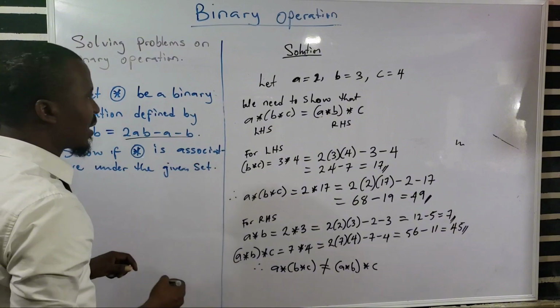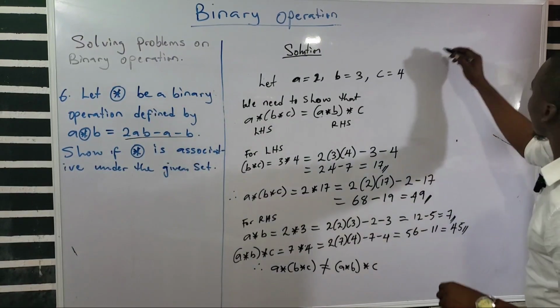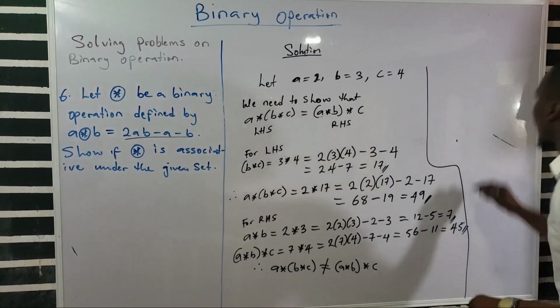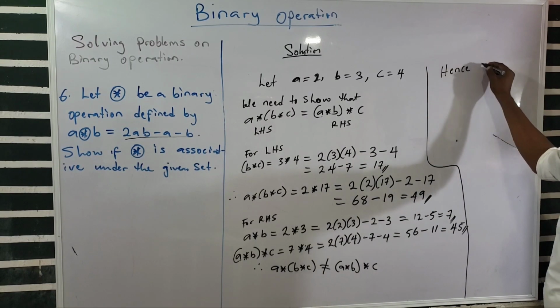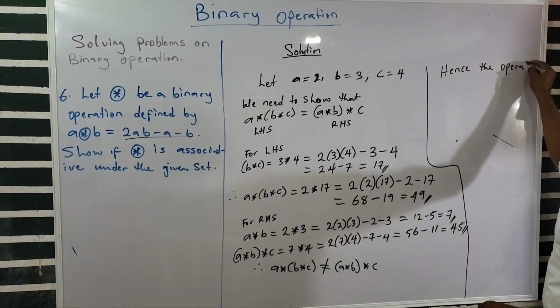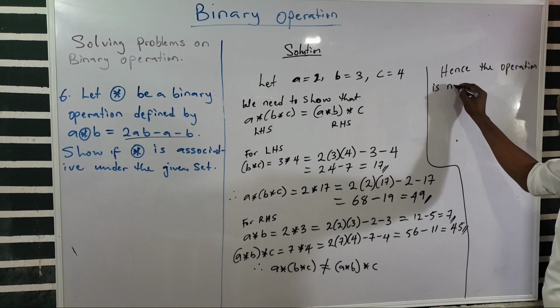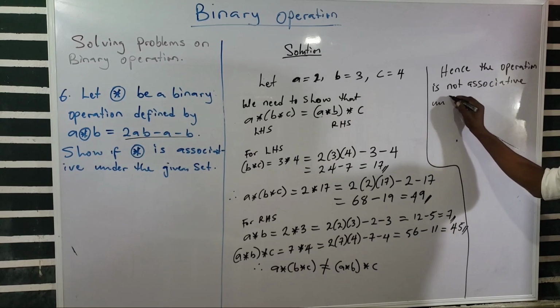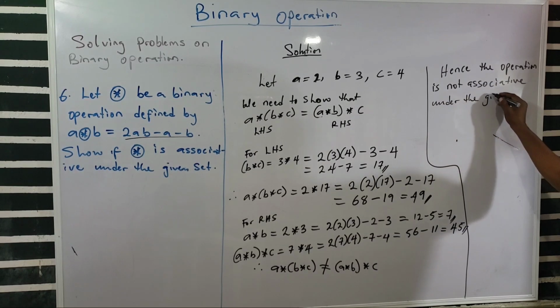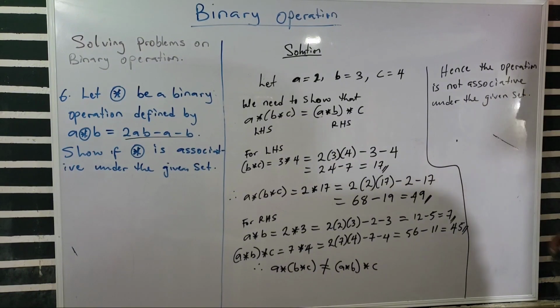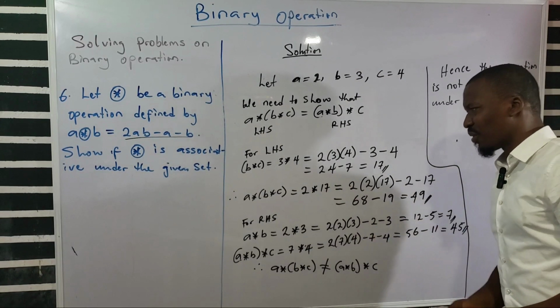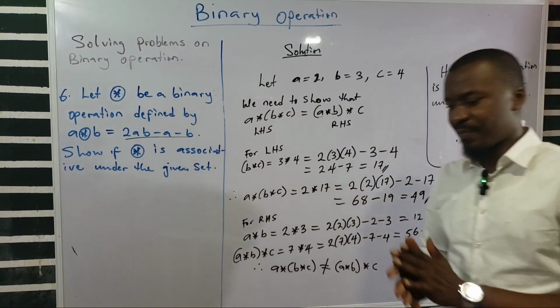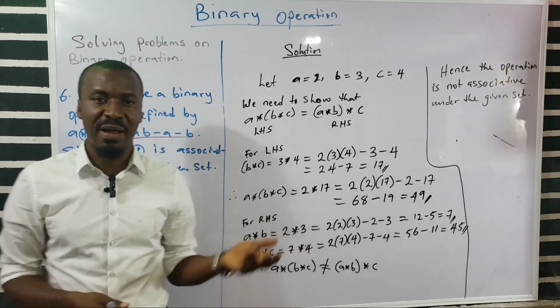Hence, we can conclude that the operation is not associative under the given set. Okay, so it's not associative. So you can see how we have used numbers to solve that. You can actually use numbers to solve it, or you use algebra to solve. When I mean algebra, that's using alphabets to solve.